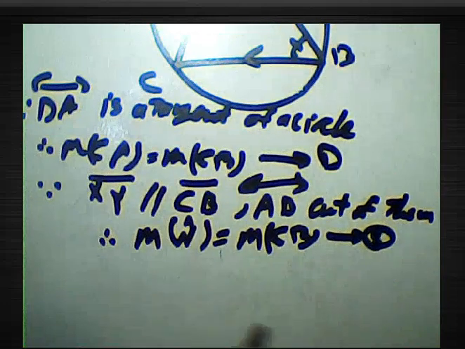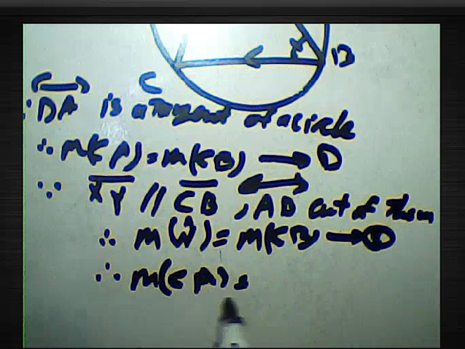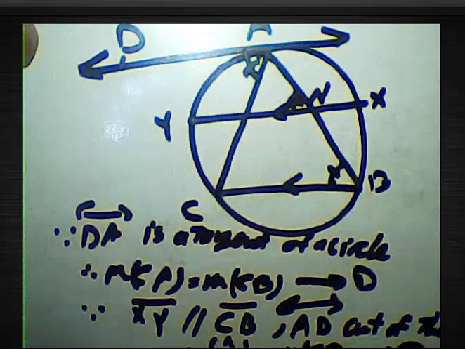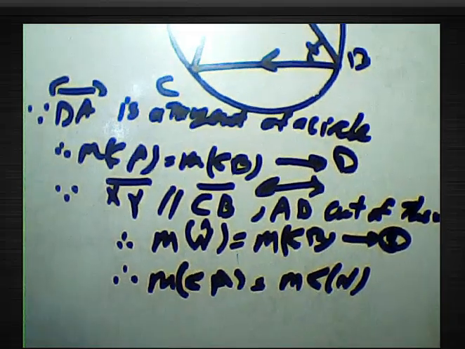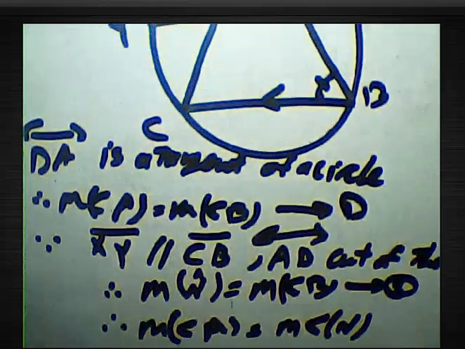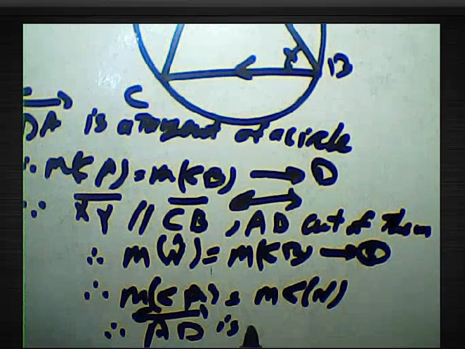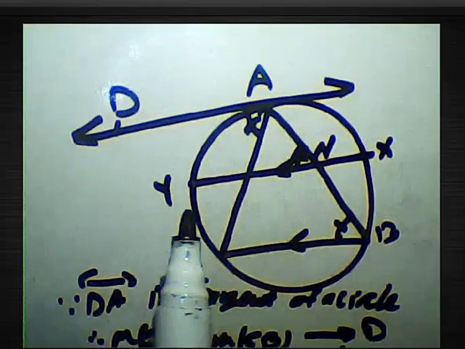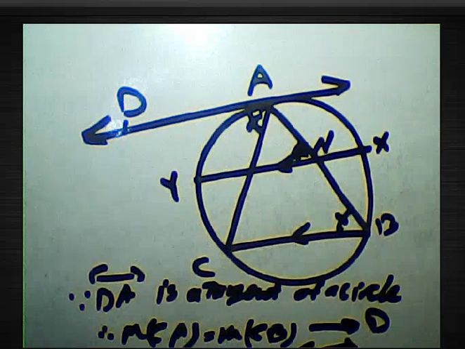From 1 and 2 we have measure of angle B common between them, then measure of angle A will be equal measure of angle X, measure of angle X equal measure of angle Y, then AD is a tangent to the circle passing through the points A, X and Y. Okay, then AD is a tangent of the circle which passes through the points A, X and Y. Understood?